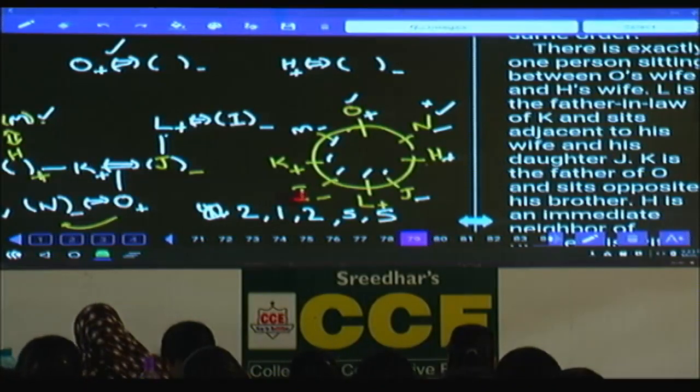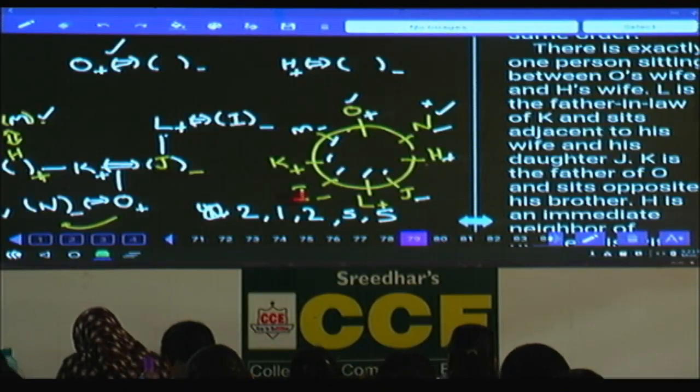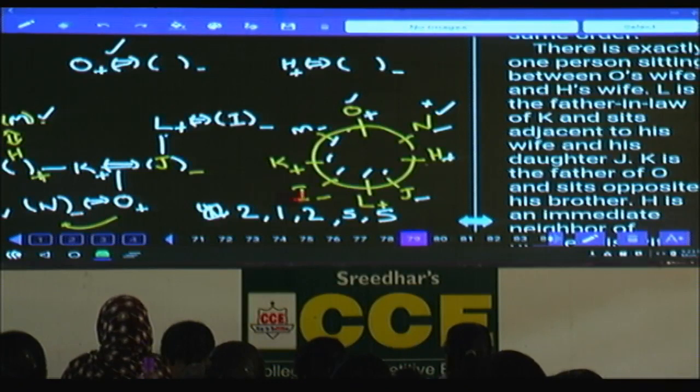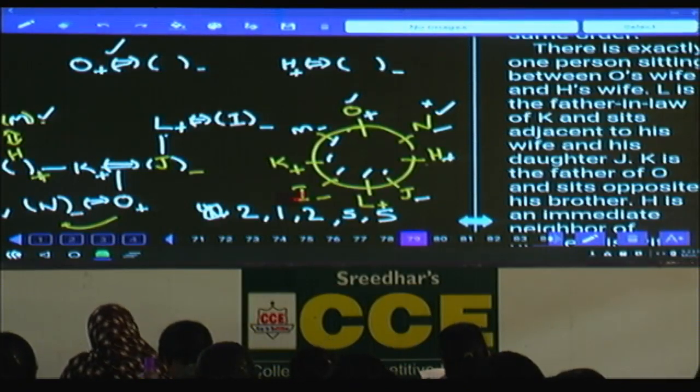As for the choices we have: 2, 1, 2, 5, 5 are the answers to these 5 questions, 79 to 83. Done with this? Yes, write down this arrangement. 79 to 83. Check out the choices.